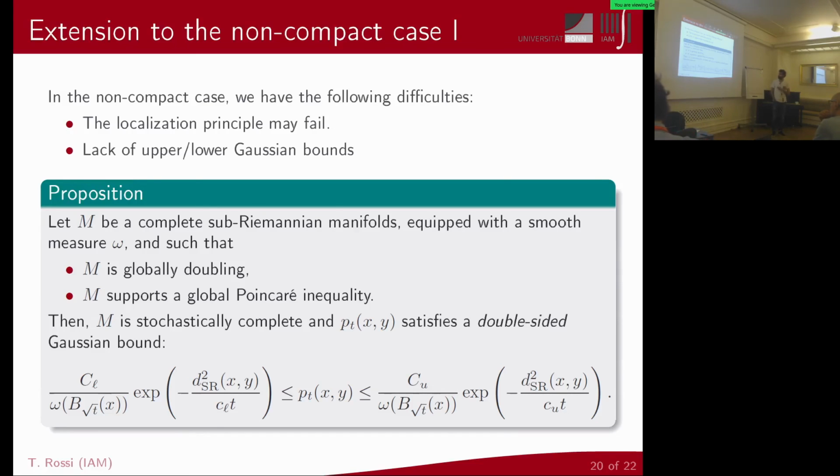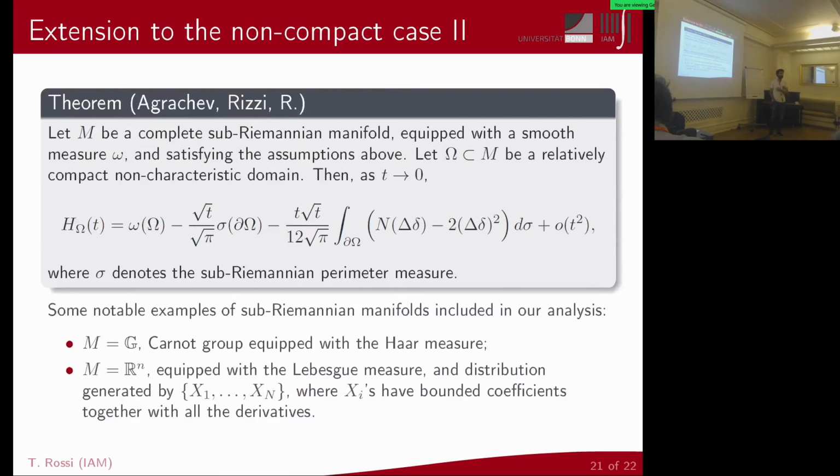And so we look at our sub-Riemannian manifold as a metric measure space. And now we assume that as a metric measure space, M is globally doubling and supports a weak global Poincaré inequality. Then one can prove that actually M is stochastically complete and the heat kernel enjoys these double-sided Gaussian bounds. Finally, using the previous result, one can actually prove the same theorem that we had before, removing the compactness assumption, but by following exactly the same strategy.